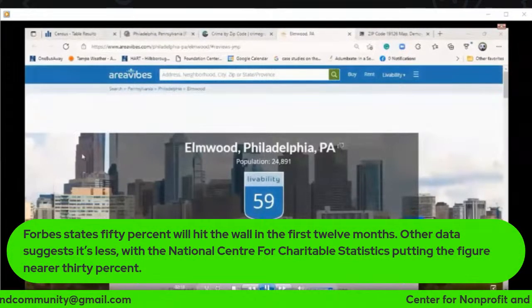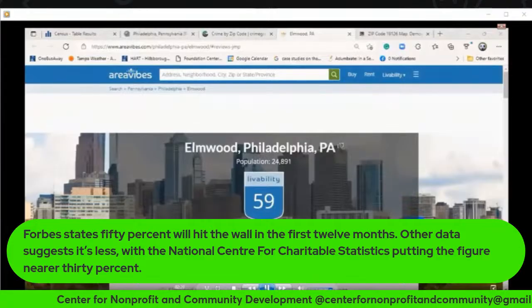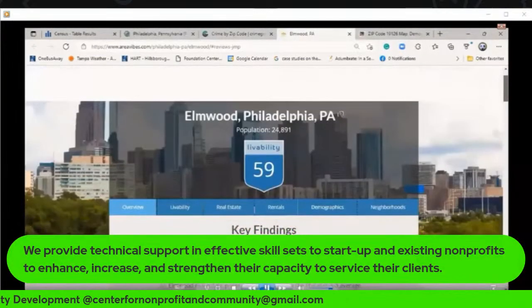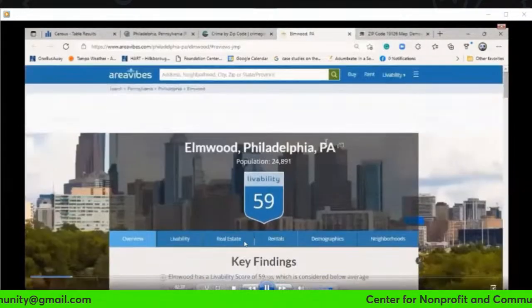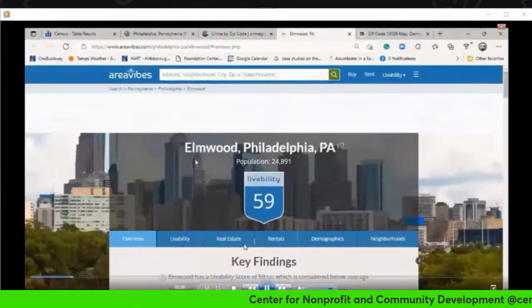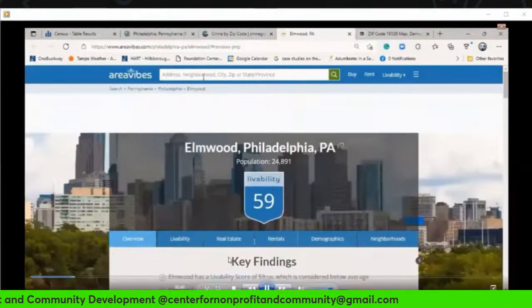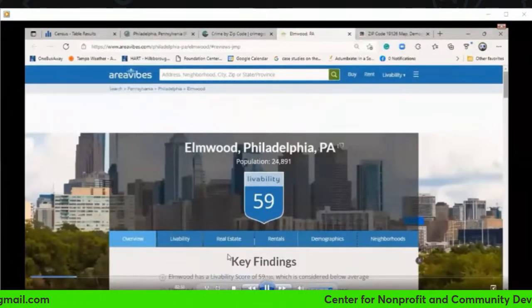The first site I want to share with you is called Area Vibes. So let's look at what kind of data we can get from this particular site. And then we're going to visit some other sites. For example, what we did here was to put in a particular community. Now notice here, when you go to this box, you can put in an address, a neighborhood, a city, a zip code, etc. So we decided to use this particular community in Philadelphia.